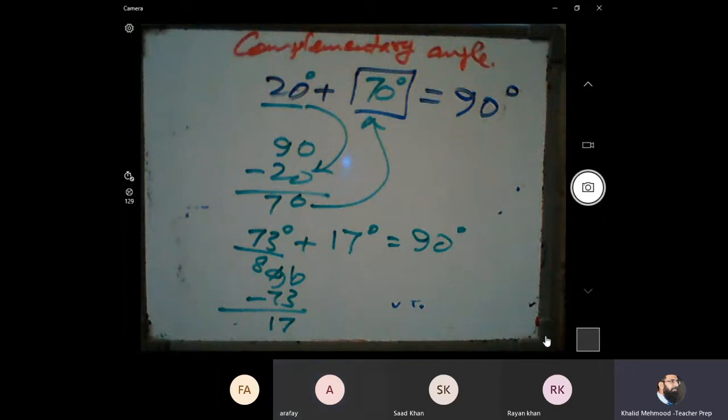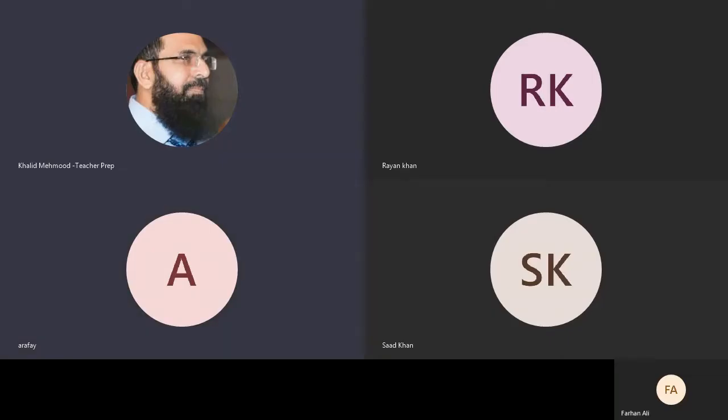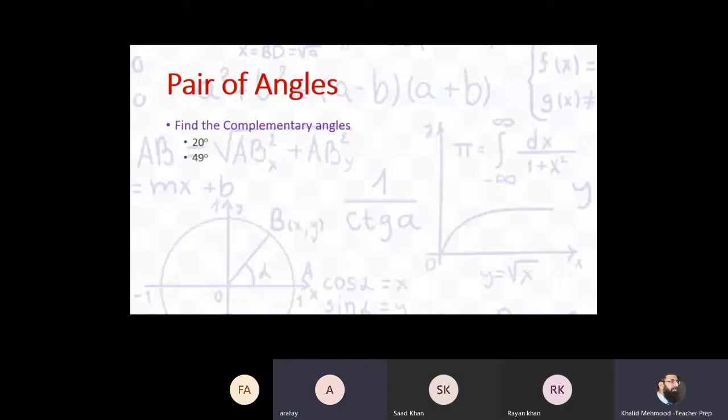Now come to the point on the slide. We'll be looking for the next one. There is 49 degree. Now, could anyone tell me the complementary of 49 degree? Try it.